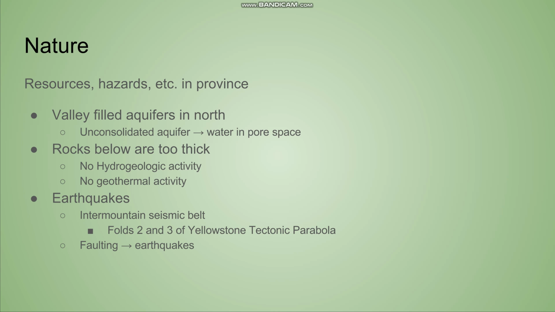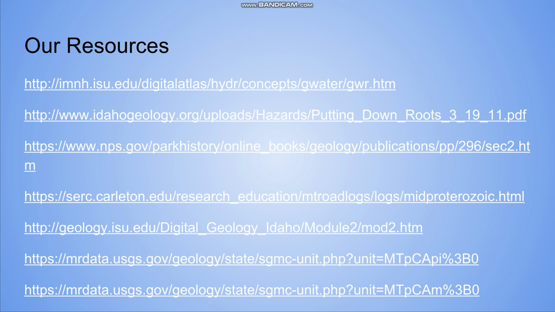However, there are risks of earthquakes within this belt series because they are an intermountain seismic belt. There are folds around the Yellowstone tectonic parabola, and these are where the earthquakes occur. And these are our resources.